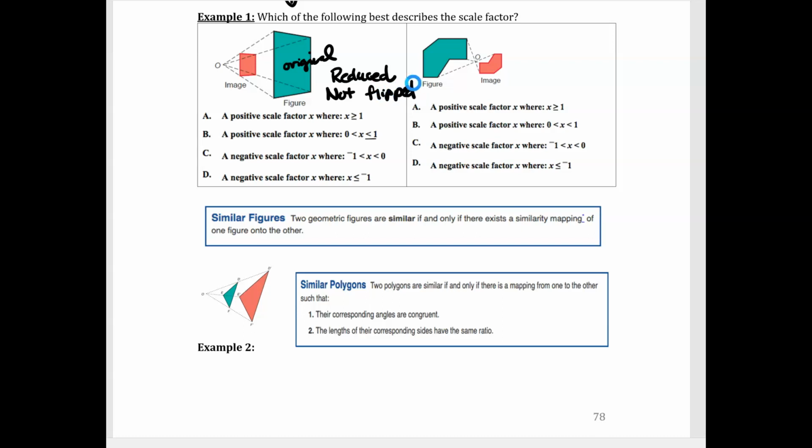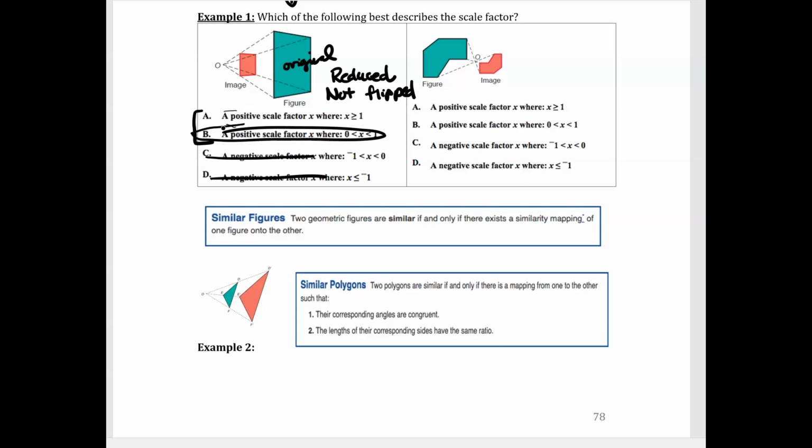Since it's not flipped, although this would be hard to tell since they're both rectangles, I'm going to assume that there's a positive scale factor, so it eliminates the negative scale factor, C and D. And based on the fact that it's being reduced, we know that the scale factor is going to be less than 1. So that causes us to choose option B. So it looks like B is a good answer for that one.